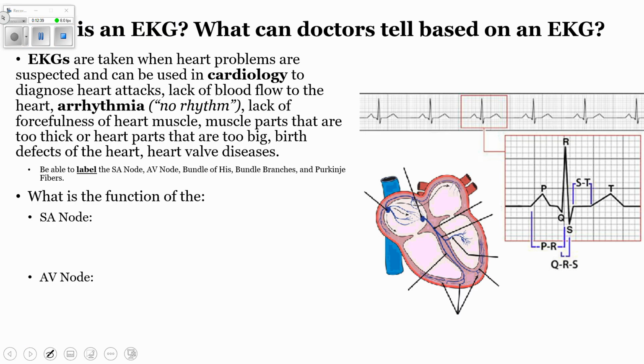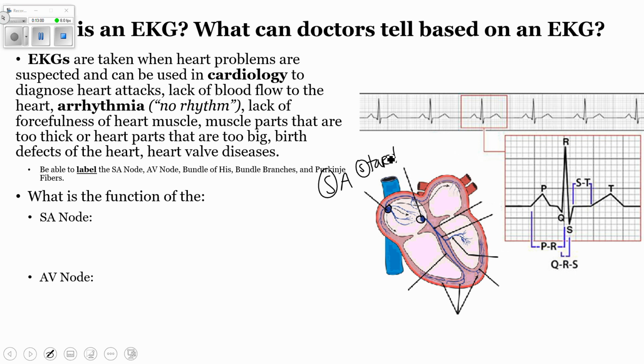Here we have an EKG. Again, EKG is going to look at that electrical impulse that's happening inside of your heart. Over here, I have labeled the major nodes that you need to know. Probably one of the more important ones is going to be the SA node. I always think the SA node is the start.